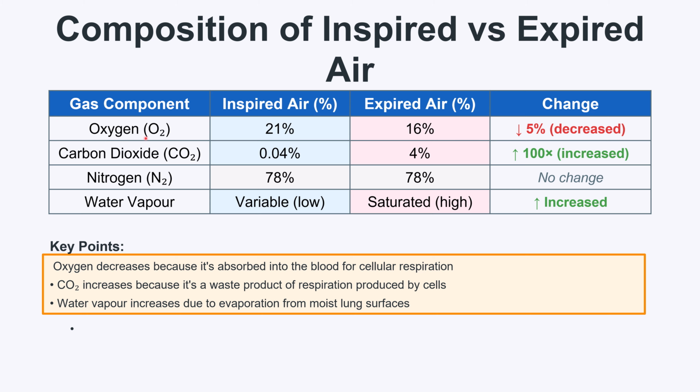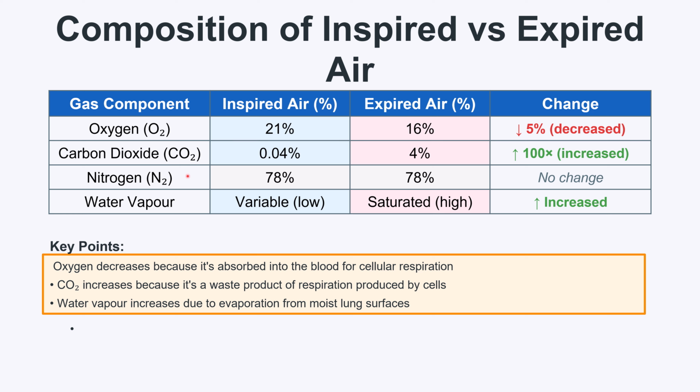The first gas component is oxygen. We breathe in about 21% oxygen but only breathe out 16% oxygen. That 5% decrease happens because the oxygen is absorbed into the blood to fuel cellular respiration.